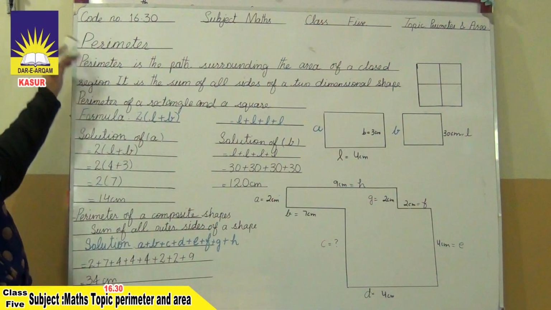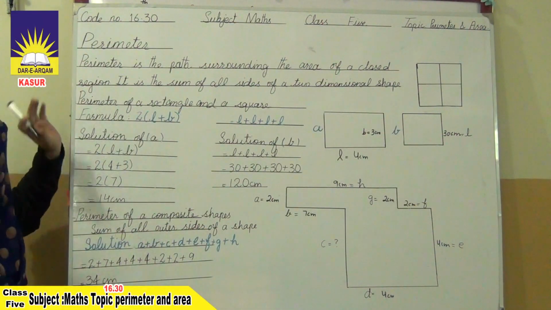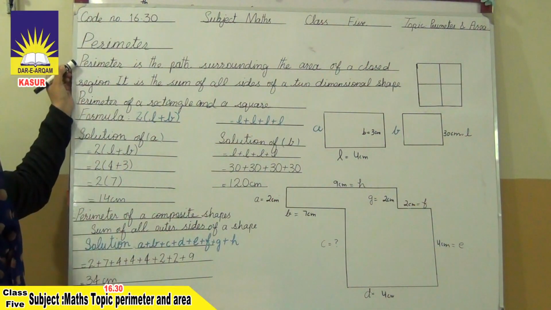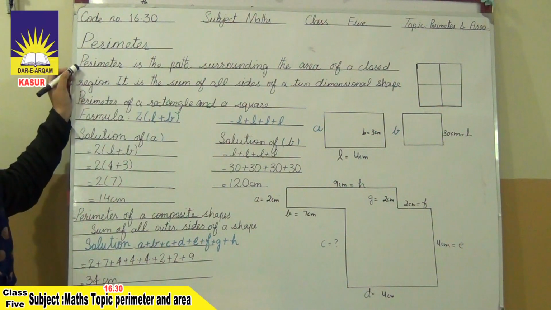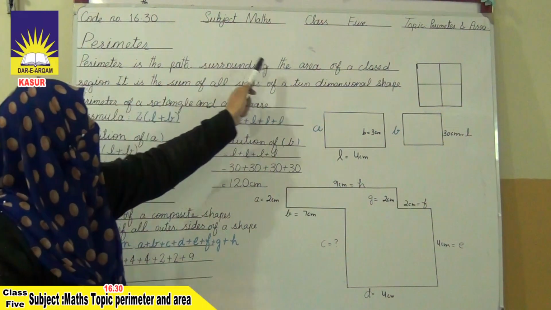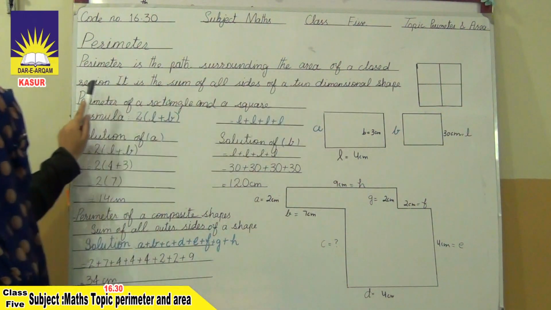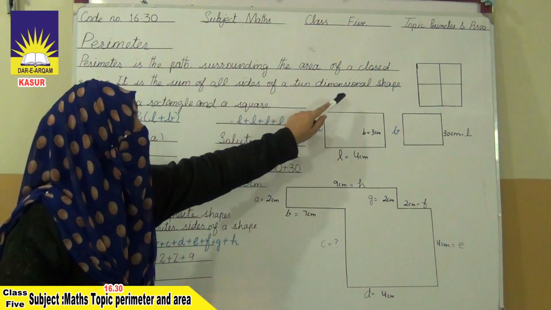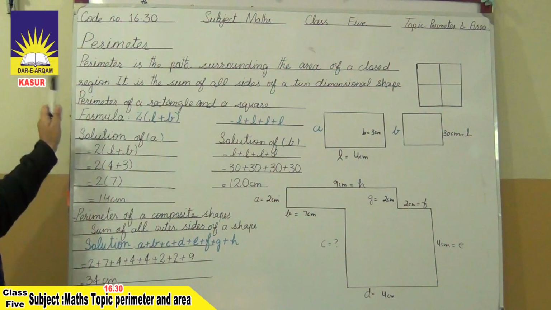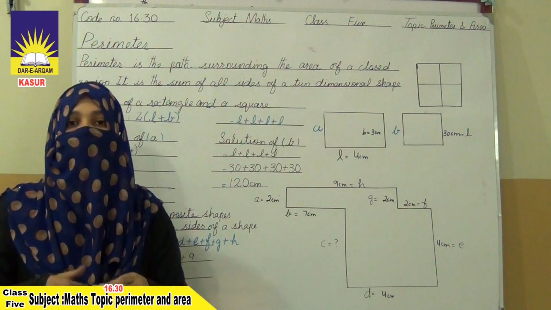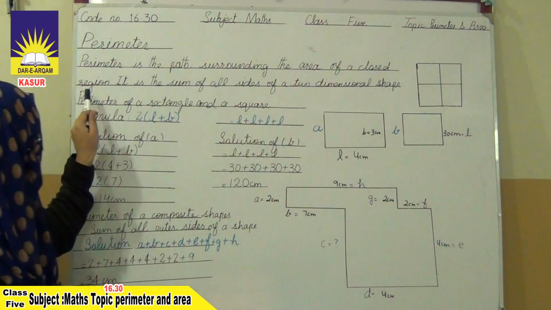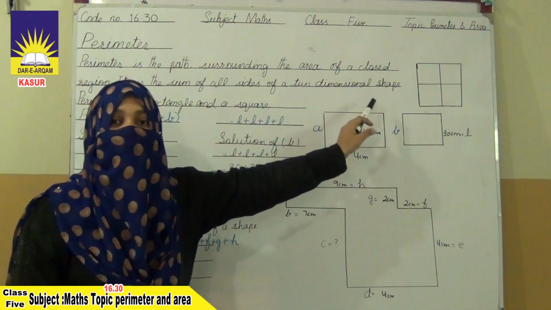First of all, we see all the terms and concepts about perimeters. First we look at the definition of perimeter. Perimeter is the path surrounding the area of a closed region. It is the sum of all sides of a two-dimensional shape. Here we have two terms which we must know about the perimeter. The first one is closed region and the second one is two-dimensional shapes.